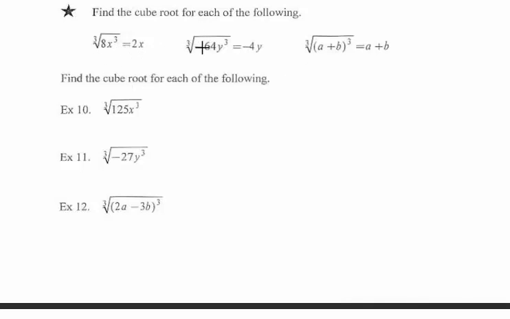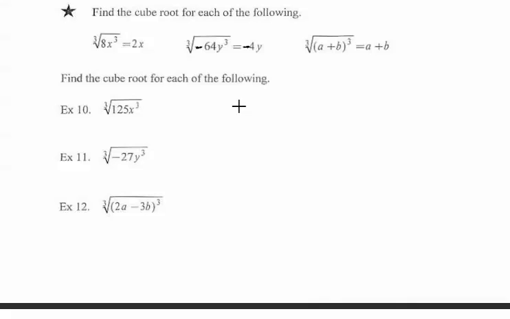So with cube roots, we are allowed to have negatives inside, and the way you can consider yourself dealing with that negative is just simply taking the negative and putting it outside of the radical.